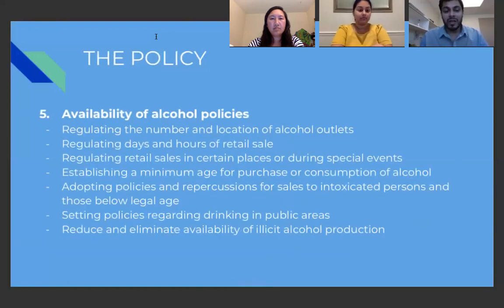Number 5, availability of alcohol policies. So there can be strategies to regulate the number and location of alcohol outlets, regulating days and hours of retail sale, regulating retail sales in certain places or during special events, establishing a minimum age for purchasing or consuming alcohol, adopting policies and repercussions for sale to intoxicated patrons and those below legal age, setting policies regarding drinking in public areas, and reducing and/or eliminating availability of illicit alcohol production.